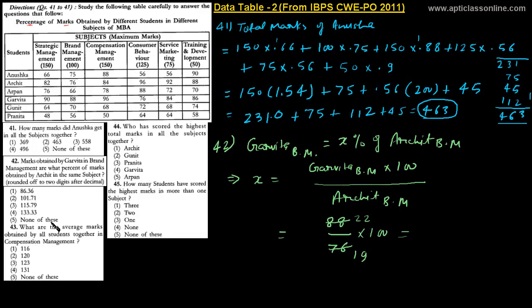Had this option not been given, then we could have eliminated some of the options and reached the correct option. But since none of these is given and it is written in the question that it has to be rounded off to 2 digits after decimal, we'll have to do this simple calculation. 22 by 19 is not difficult.